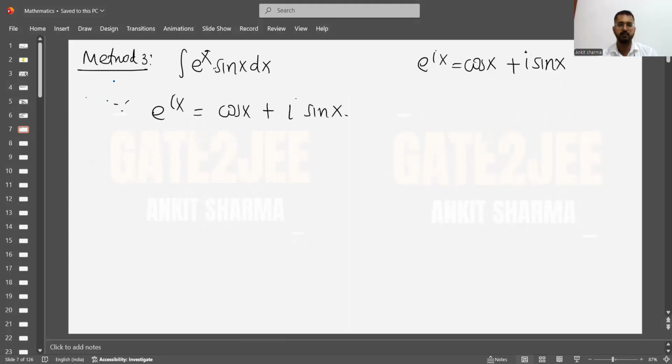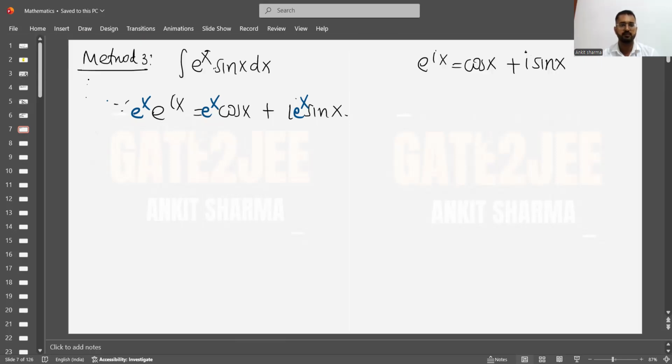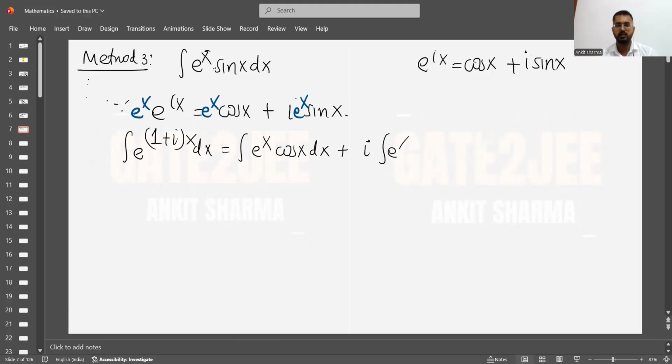Now I want to integrate with e power x, so what I'll do is multiply this equation by e power x throughout. And now I'm going to integrate this entire equation. So I get the integral of e to the power (1 plus i) times x dx is equal to, the real part will be the integral of e power x into cos x dx, plus i, which turns out to be a constant outside, times the integral of e power x into sin x dx. I'll call this equation star.